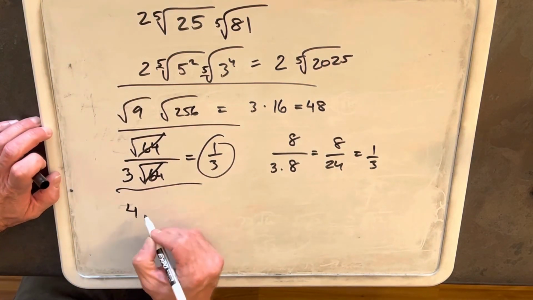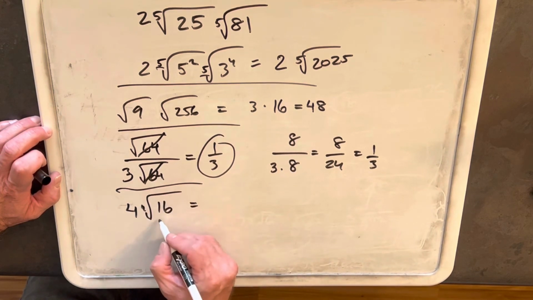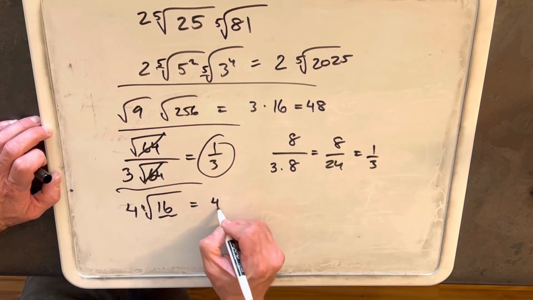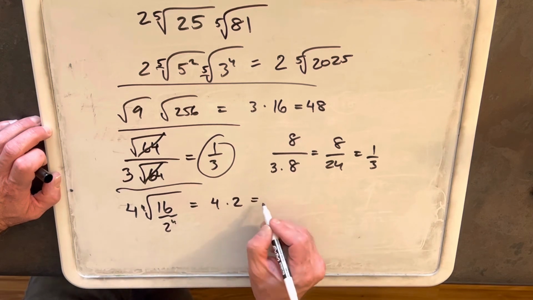Okay, we got 4 times the 4th root of 16. This is 2 to the 4th, so the 4th root of 16 is just 2, so we end up with 4 times 2, and that's just 8.